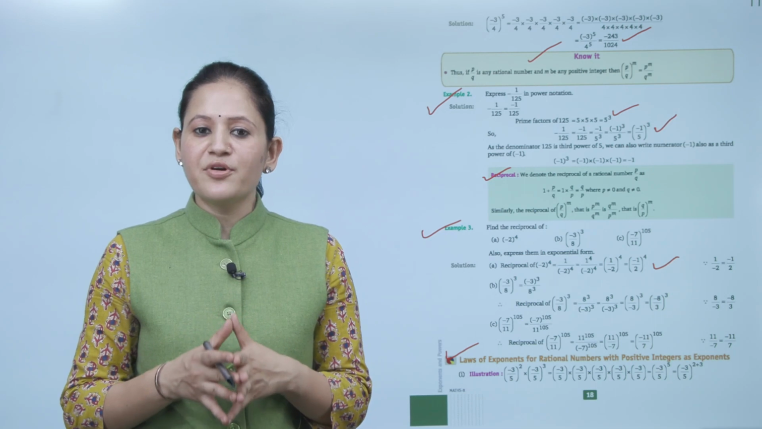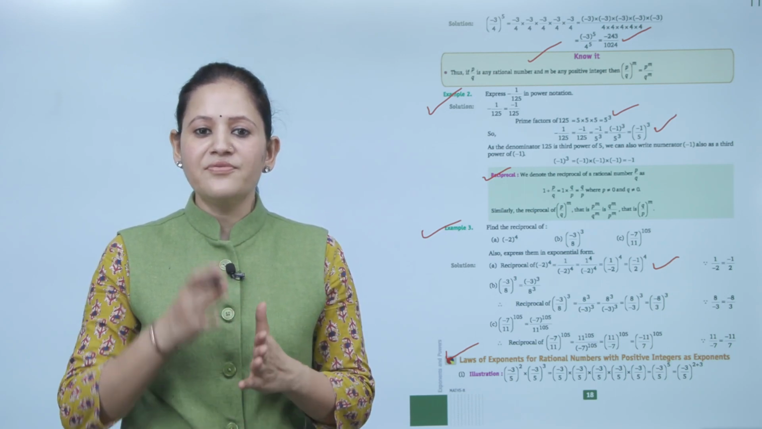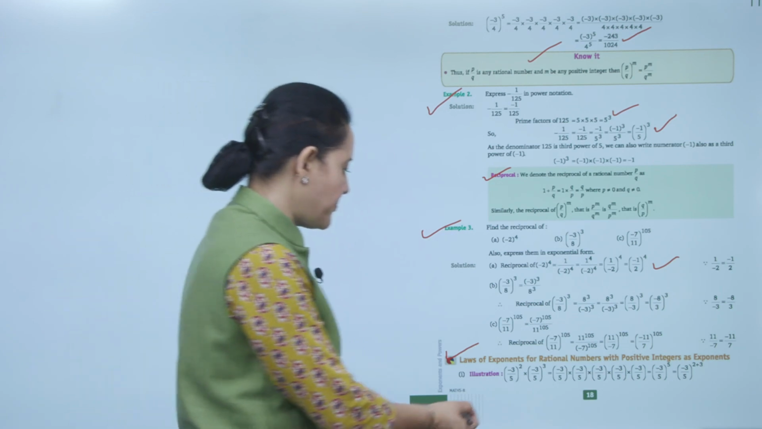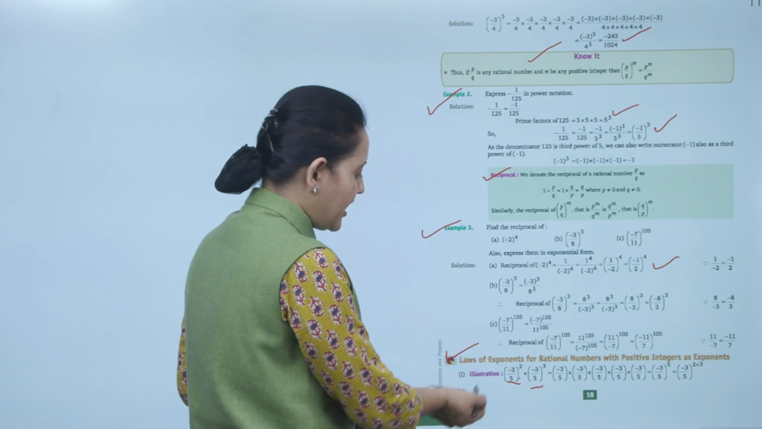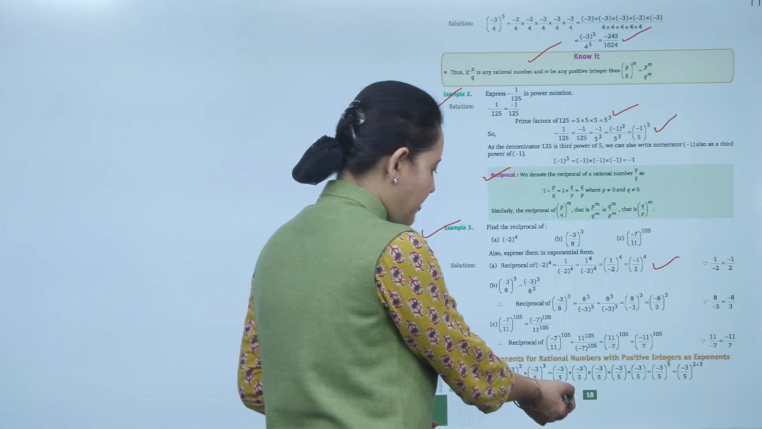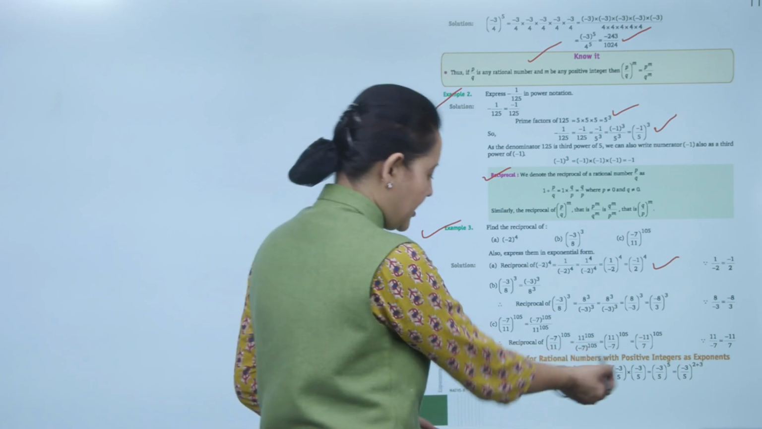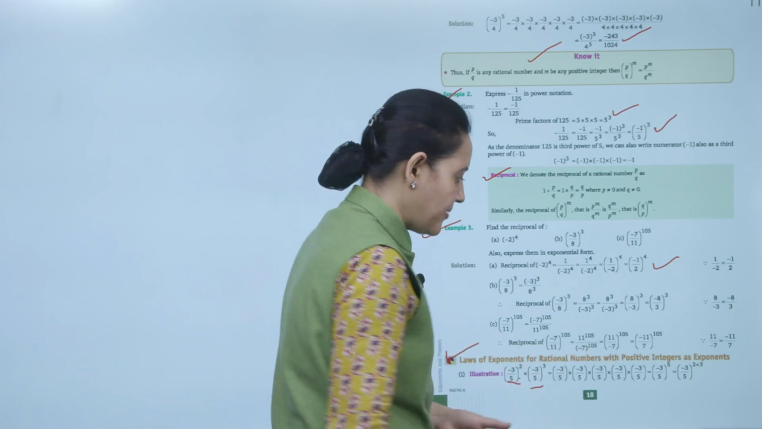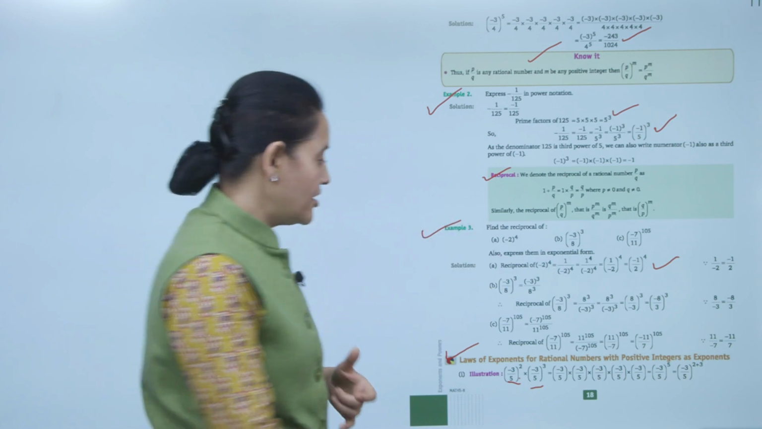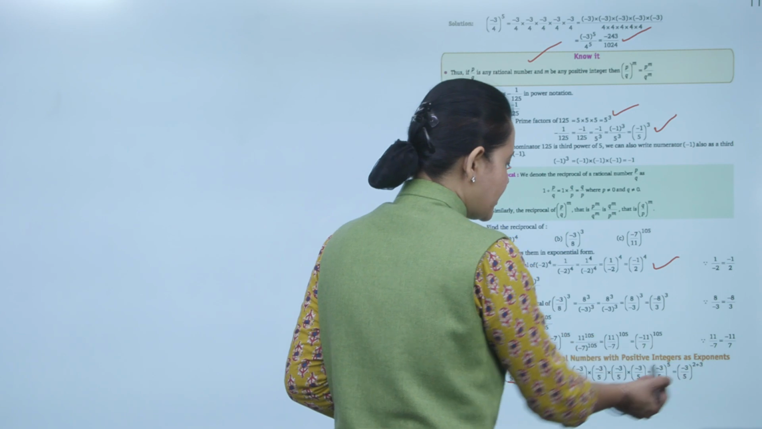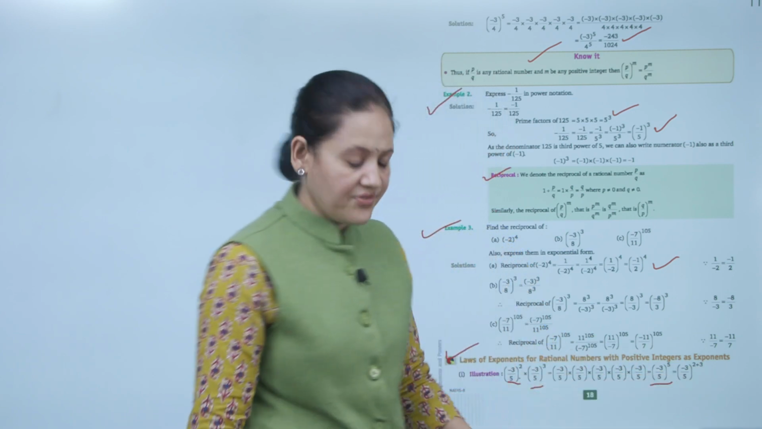Illustration: (minus 3 upon 5) to the power 2 multiplied by (minus 3 upon 5) to the power 3. Here the base is the same, minus 3 upon 5. Clear? So we can write it as minus 3 upon 5 multiplied by minus 3 upon 5, and then 3 times again, because here it is 2 and here it is 3. So where the base is the same, we will add the powers. So 2 plus 3, that is equal to (minus 3 upon 5) to the power 5.